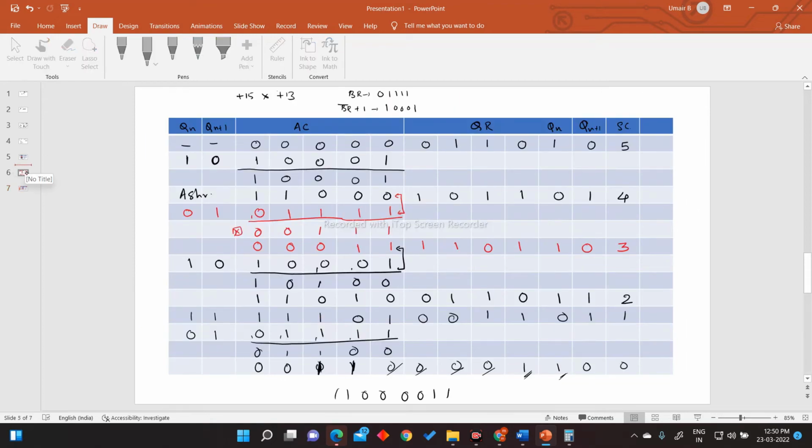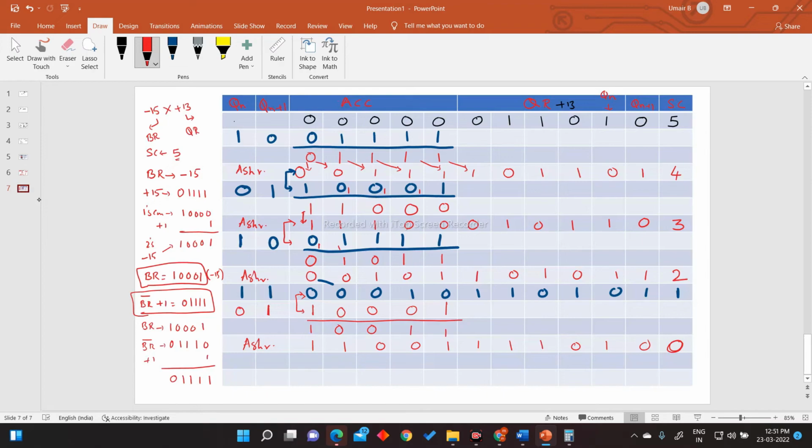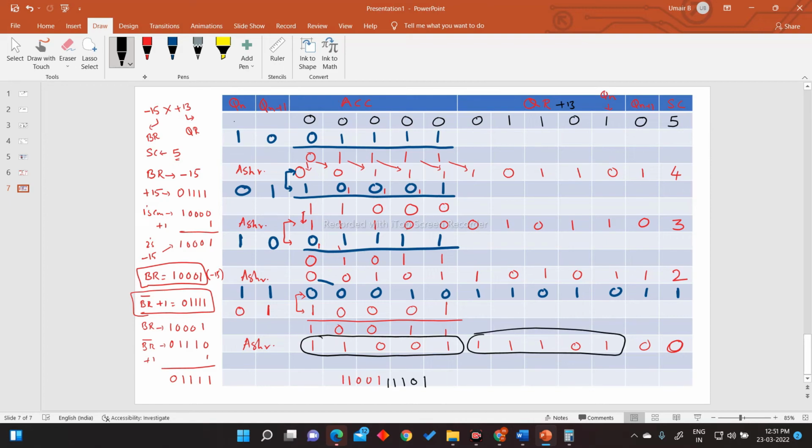And remember what I said, that in the algorithm, the higher byte of your product will be available in the accumulator, and the lower byte of your product will be available in the QR register. So just extract what is in your accumulator. It is 11001, right? So I will just highlight this one. This is your accumulator and this is your QR register. So up to here, don't take this extra bit in the answer. And 11101. So this is your answer.